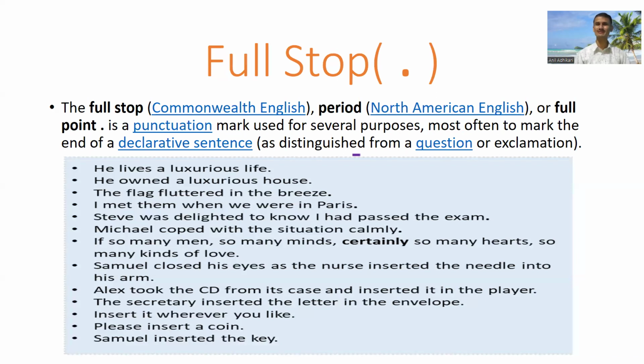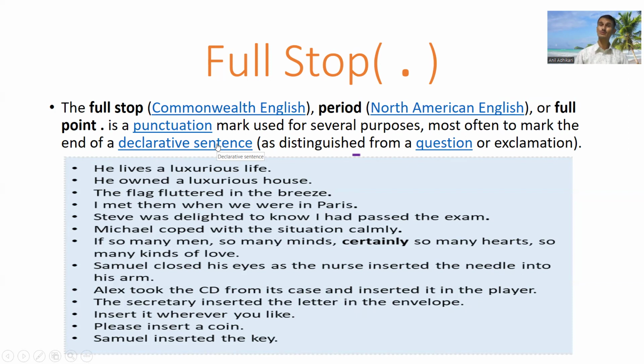Another punctuation topic is what? That is full stop. Full stop. What did I say? Full stop. Say full stop. Okay, now full stop. It is called full stop in Commonwealth English, but in North American English, it is called period or full point. Period or full point is a punctuation mark used for several purposes, most often to mark the end of a declarative sentence. Focus. This is the most important for you. You know, a declarative sentence ends as distinguished from a question or exclamation.